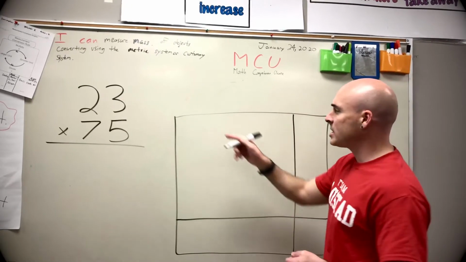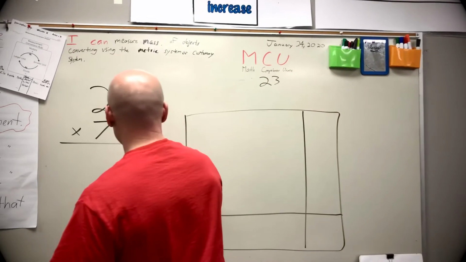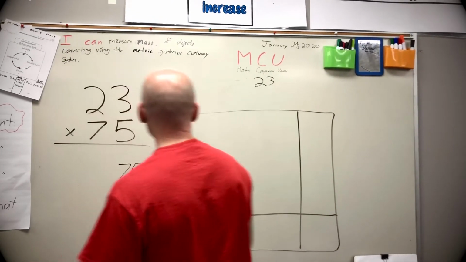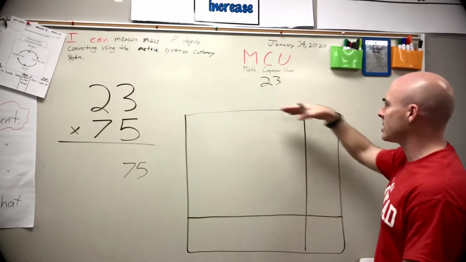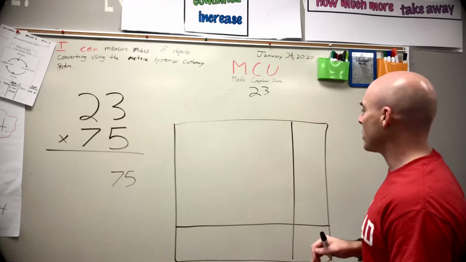All right, now I'm going to take these two digits and I'm going to write them up here. I'm sorry, not digits, numbers. They're not digits yet. Okay? So this whole side is going to represent the width of 23. This vertical side is going to represent 75.